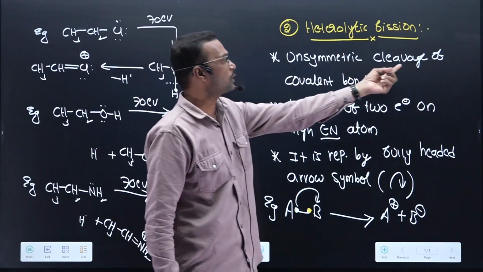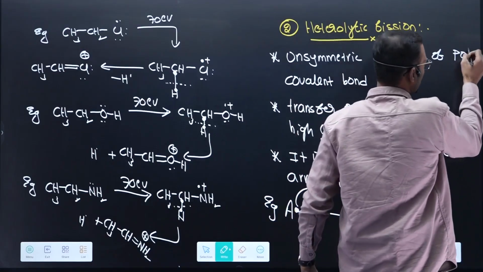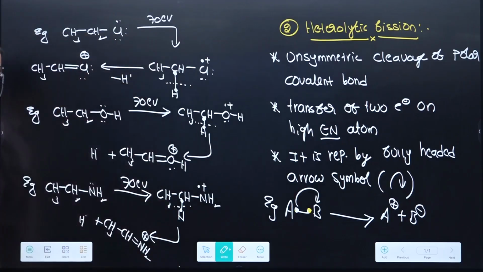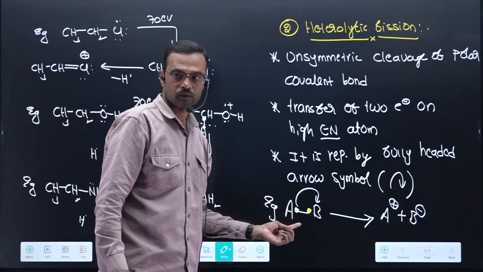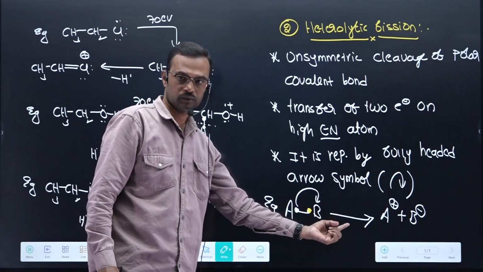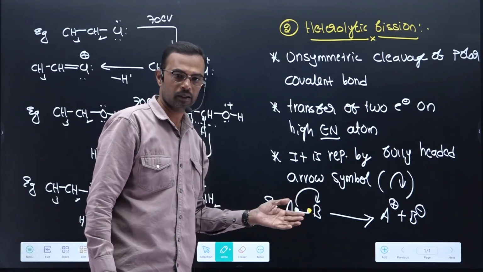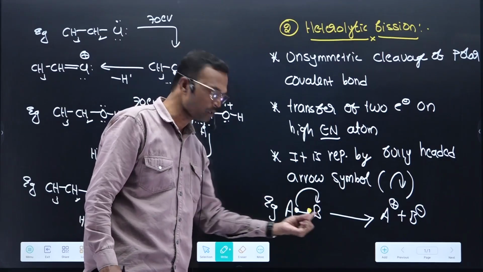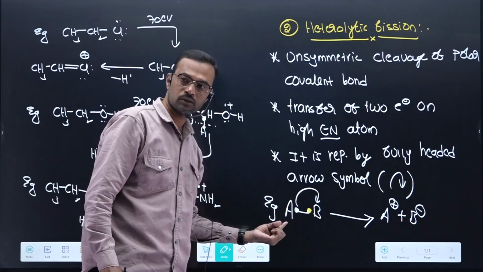So during this, definitely that bond should be polar. It should be a polar covalent bond, with transfer of 2 electrons to the highly electronegative atom. So definitely the two elements should not be the same. Suppose chlorine with chlorine is not possible. It is possible, but the medium has to change, acidic medium or basic medium. But without a medium, if you want heterolytic fission, these two should differ. Hydrogen chlorine, hydrogen bromine: here the highly electronegative element and here the less electronegative element.